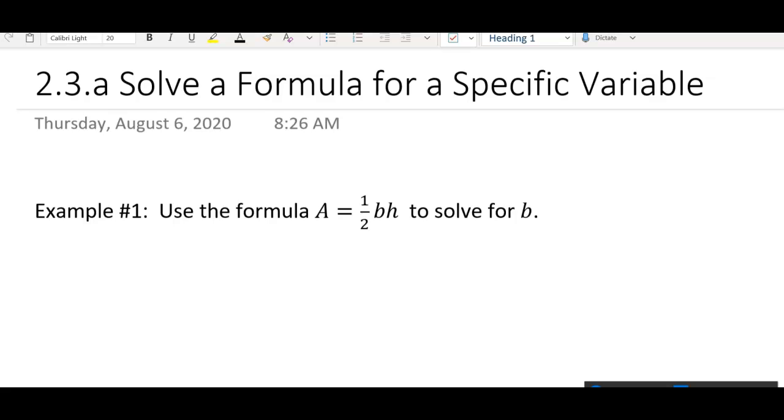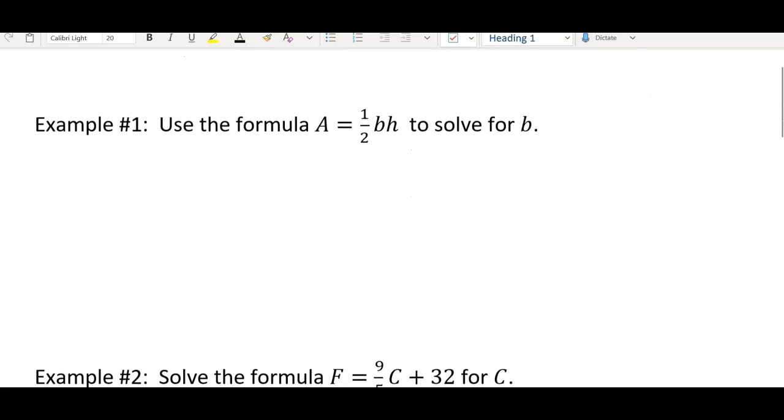Solve a formula for a specific variable. So we have an example here. They give us an equation, A equals 1/2 BH. And maybe we know what that's an equation for, maybe we don't, but it doesn't matter to us. What we're supposed to do is solve for whatever they tell us to. We're going to be solving for B in this case, so it means we want to get B by itself.